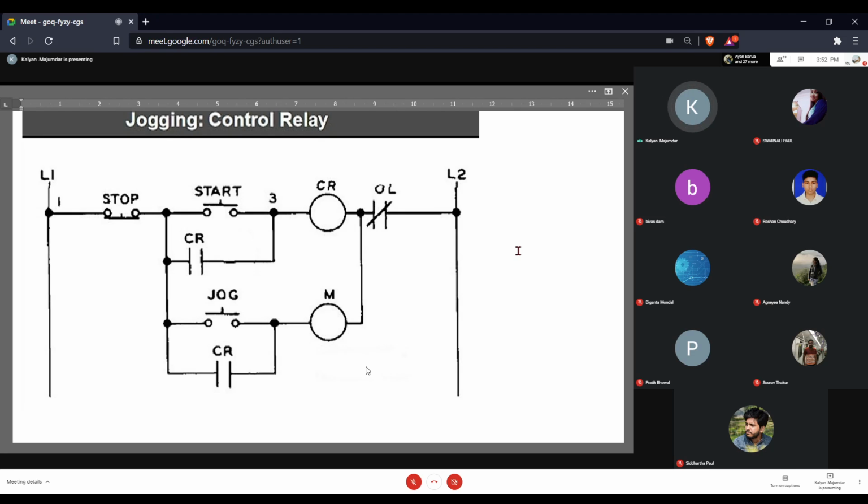এবার joggingটা কি করে implement করবো? Obviously start stop তো থাকবে। If you have a motor, you have options for starting it, stopping it. You have overload protection, that's the default, that is always there. Additionally, we are trying to add a jog functionality. It's just a push button, press the push button, the motor rotates, release the push button. There's no kind of latching, the motor stops immediately when you release the push button.